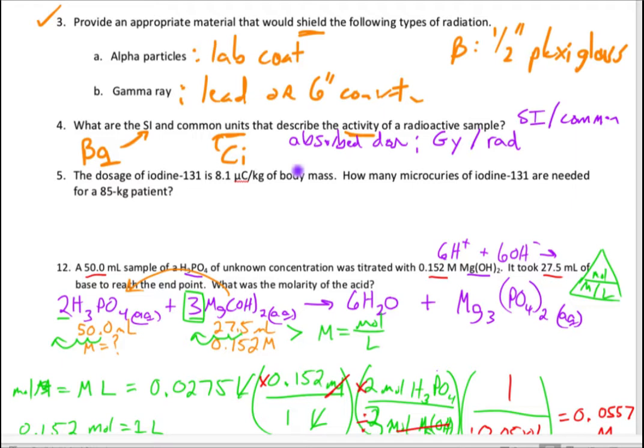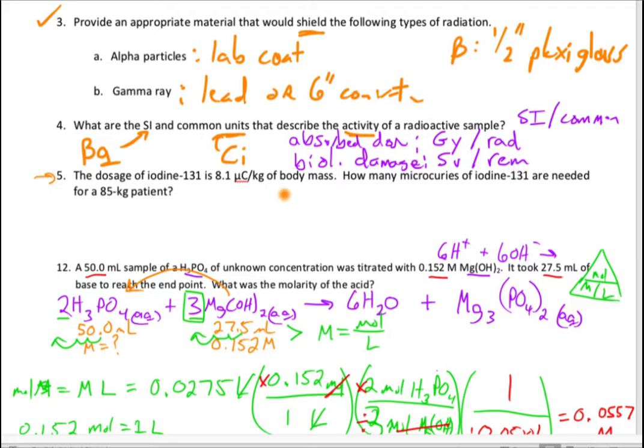And then the final set of units deal with the biological damage that occurs for a given type of radiation based on how much one has absorbed. And the 2 units there, for the SI unit, it's the sievert, abbreviated Sv, and then the common unit is rem, R-E-M.